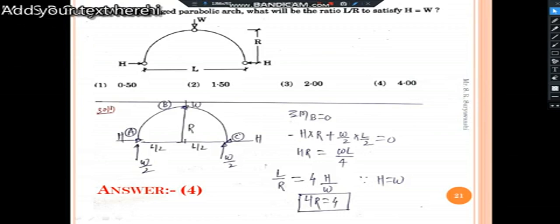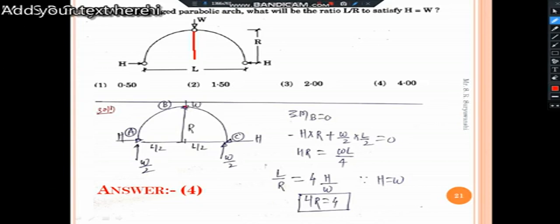A 3-hinged parabolic arch. What will be the ratio of L by R to satisfy H is equal to W? Okay, so 3-hinged parabolic arch is given, and they have given the central rise, that will be capital R. So this is the loading diagram. So point load, central point load is there. So vertical reaction will be W by 2, W by 2. And considering moment equation at a crown, this is the crown position.